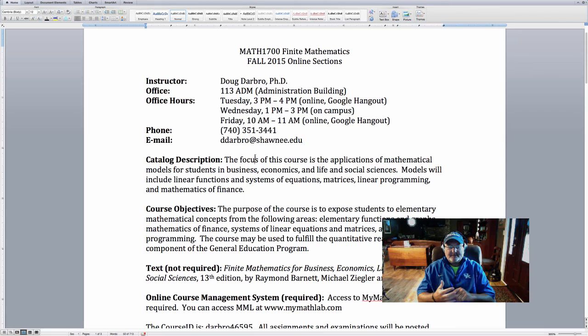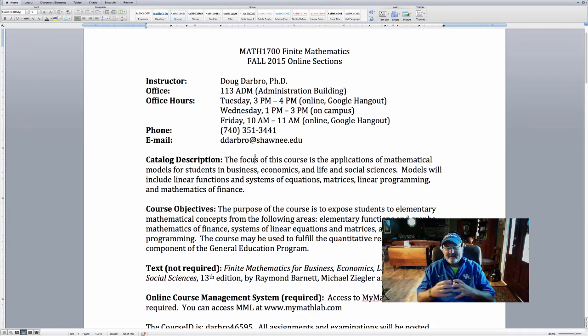You've probably heard people talk about how the course is divided into two parts. The first part is traditional math stuff: linear functions, exponential functions, systems of linear equations, linear programming, things like that. The second part of the course is really, really cool.